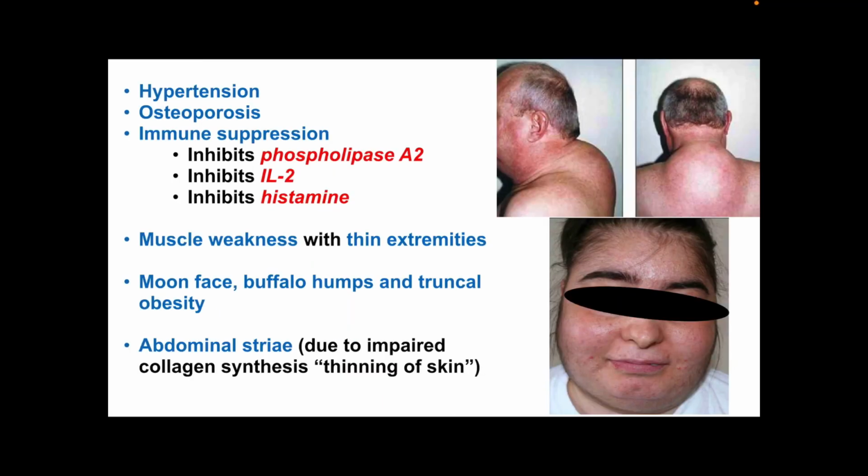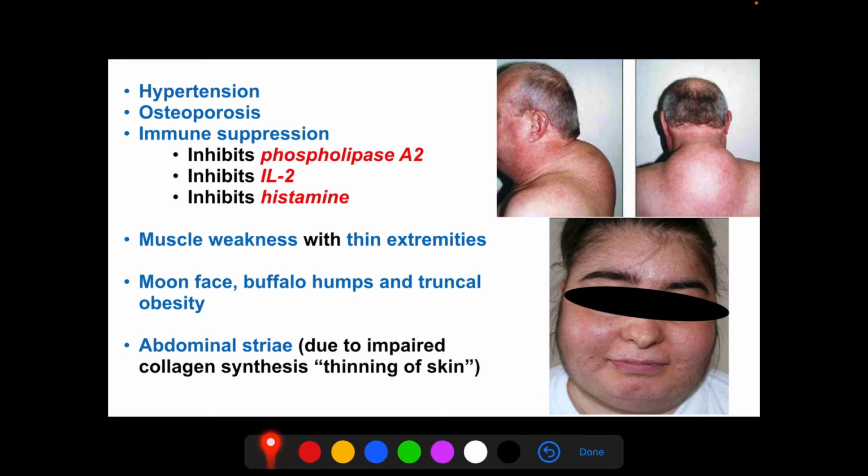So these are the signs and symptoms of patients with Cushing's syndrome. So there will be hypertension because of the action of cortisol in increasing the blood pressure. Also, there will be osteoporosis, immune suppression, wherein the phospholipase A2, interleukin 2, and histamine are all suppressed. Next one, there will be muscle weakness with thin extremities. This is because the cortisol will break down the muscles for amino acids to be used in gluconeogenesis. Also, the patient will exhibit moon face, buffalo humps, and truncal obesity.